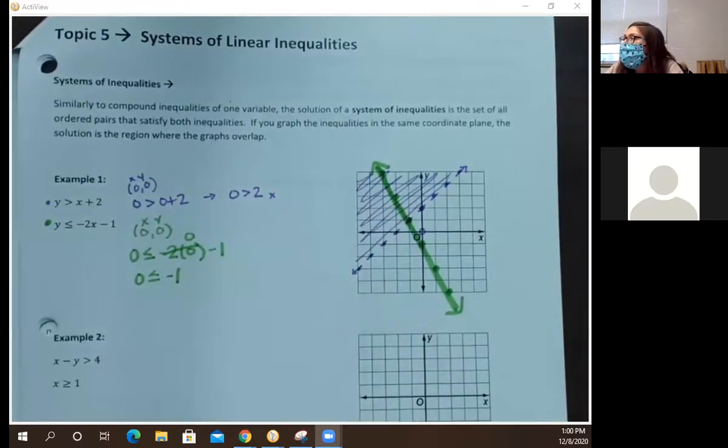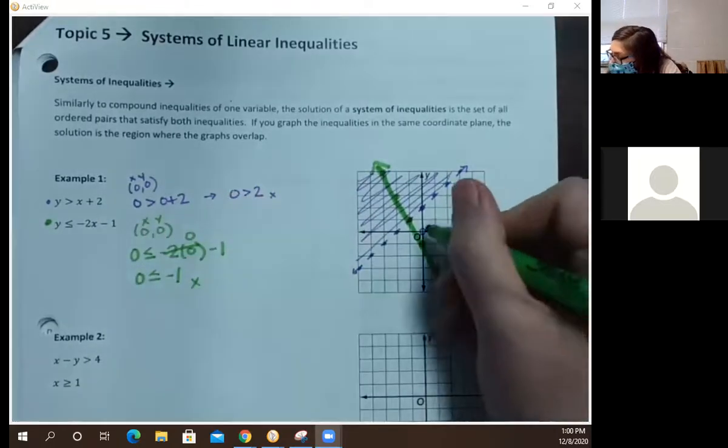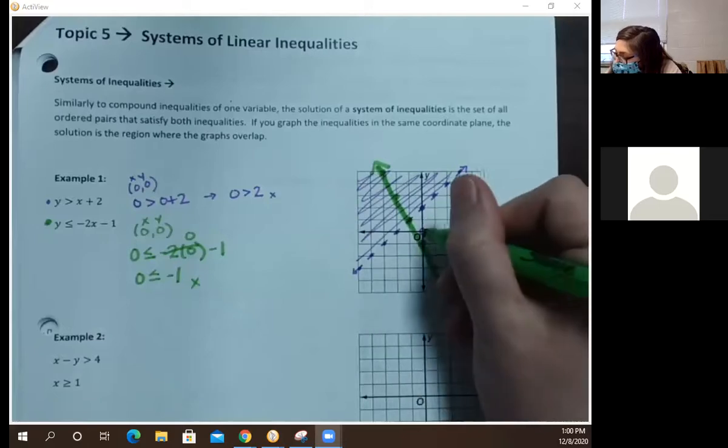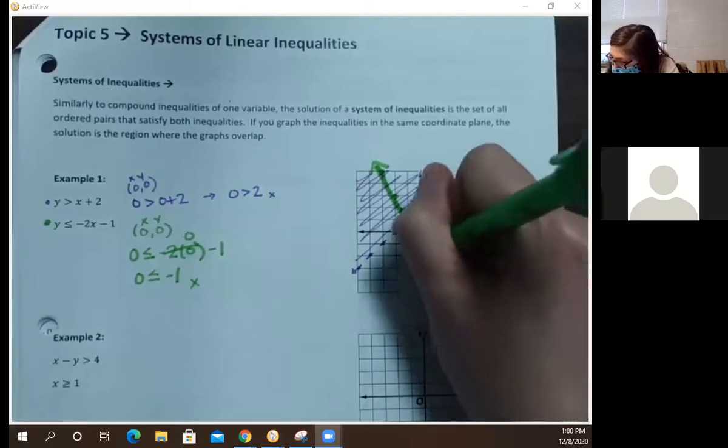Is 0 less than -1? No. Or equal to, I guess, but it's also not equal to. So that's another no. So again, I want to shade on the other side. Since that point didn't work, I shade on the other side.